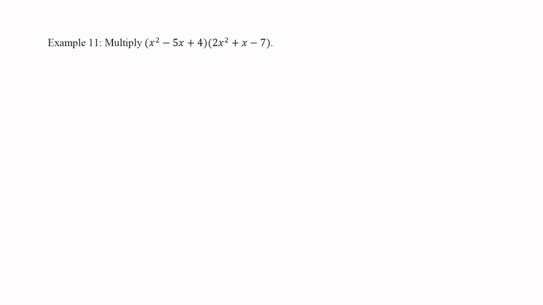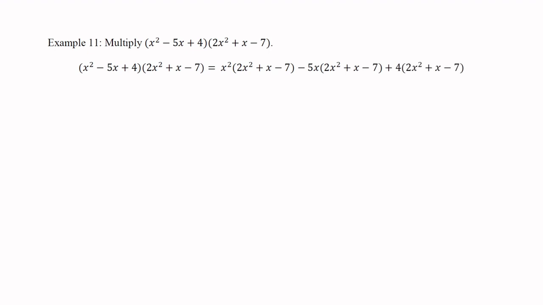Let's multiply two trinomials, and we'll use the distributive method for this one. You can use any method you would like. All the methods that I showed you, all three, distributive, using the rectangle box method, as well as the vertical method, all three of these would work for multiplying trinomials, but we'll use the distributive method here. So we will distribute out the x squared across the second trinomial. We'll distribute the negative 5x across the trinomial, and we'll distribute the 4 across the trinomial.